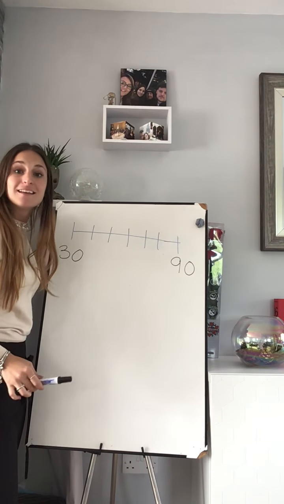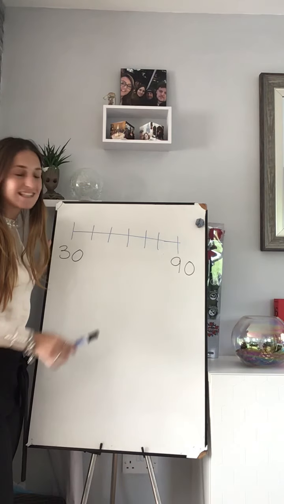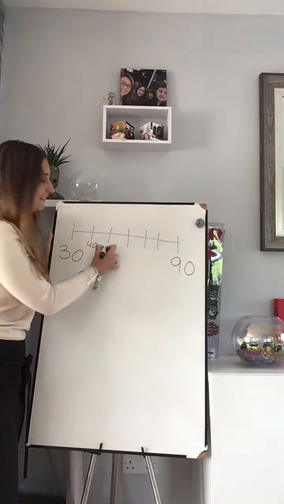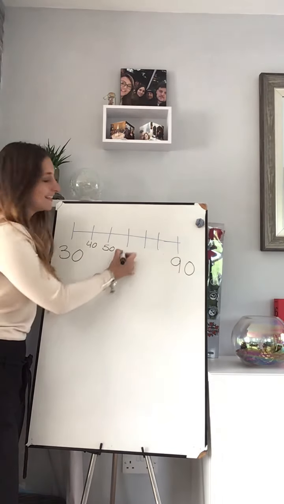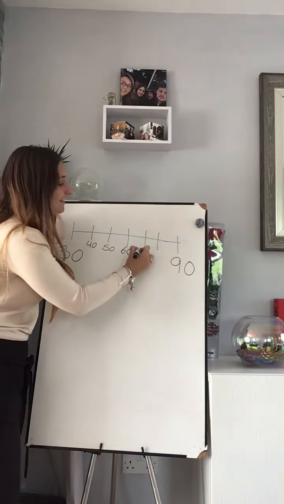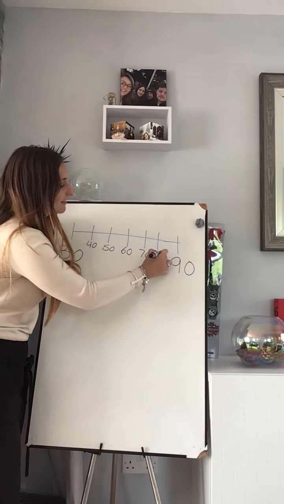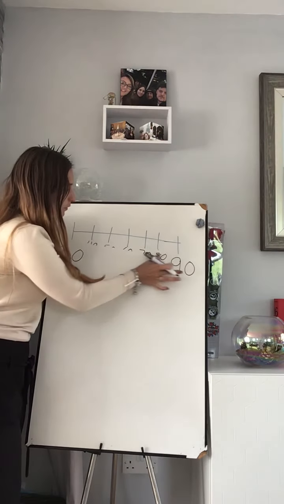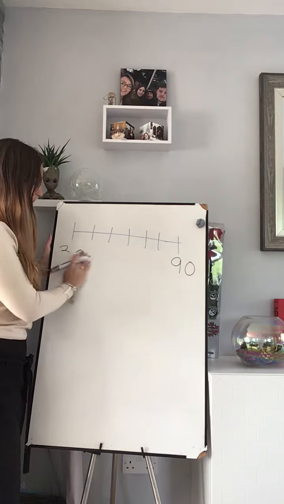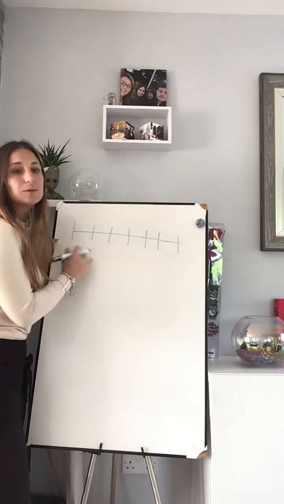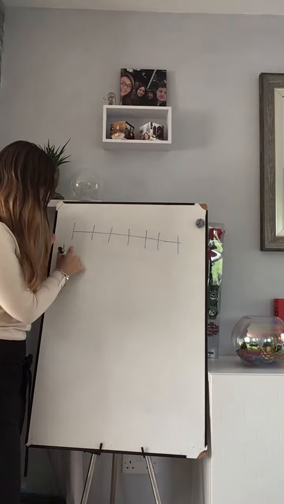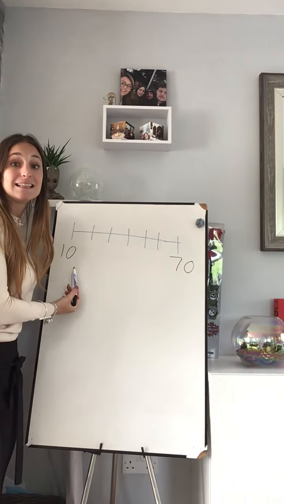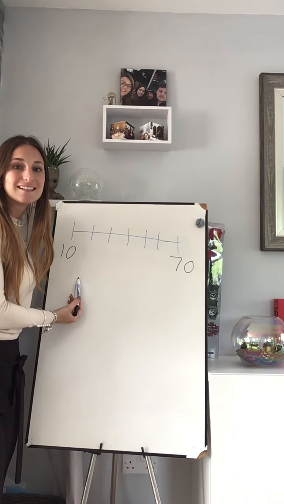I am counting in tens this time. Let's do it. 30, 40, 50, 60, 70, 80, and 90. Well done. What about if I put this one? Am I counting in tens, in fives?